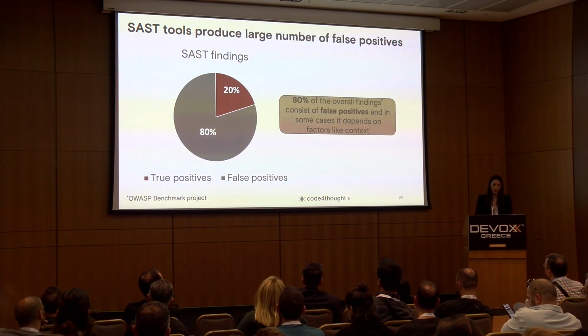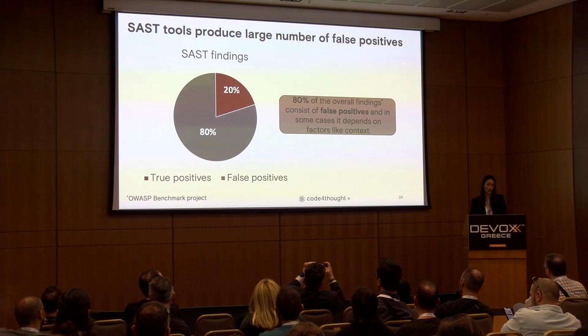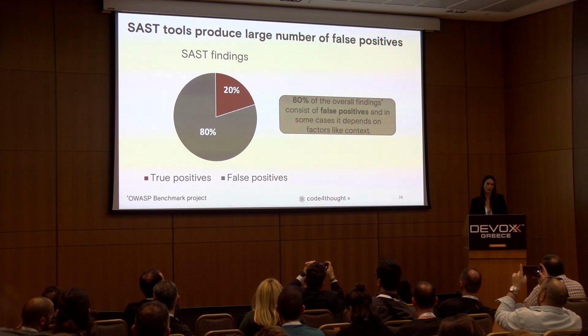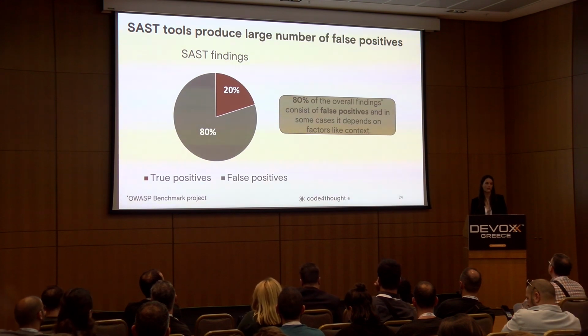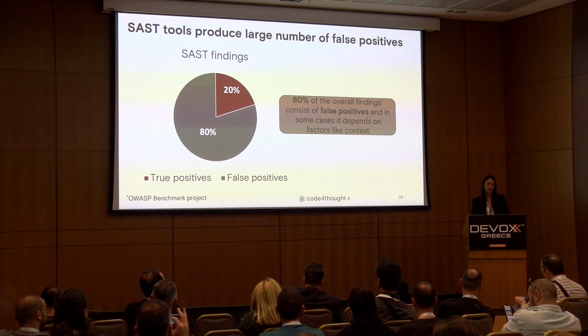Then SAST tools produce a large number of false positives. The OWASP benchmark project mentions that only 20% of the findings are actually findings, and to our experience, this is very close to reality. And assessing the findings also depends on the context of the system.